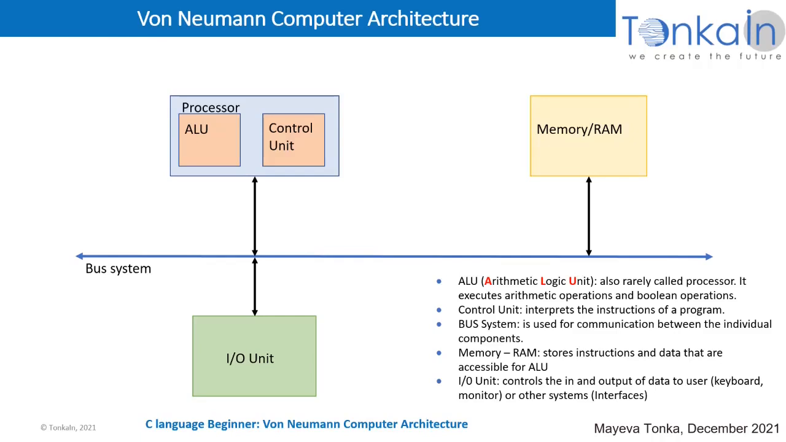In order for all components to communicate with each other, the bus system is there. So it is used for communication between the individual components. And the memory, also called RAM, stores instructions and data that are accessible for the ALU.